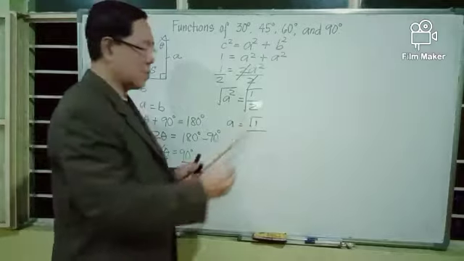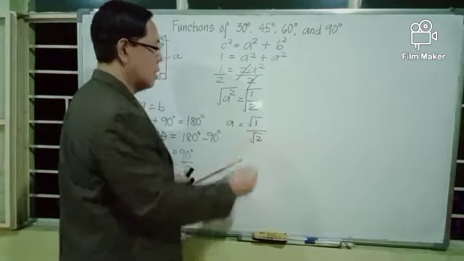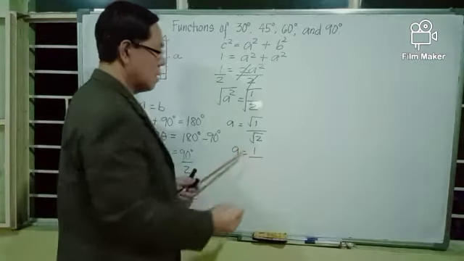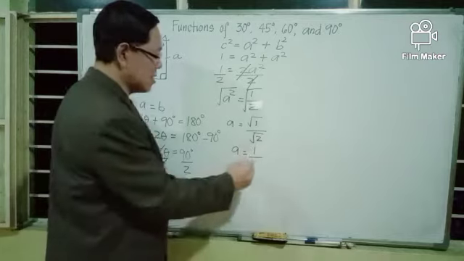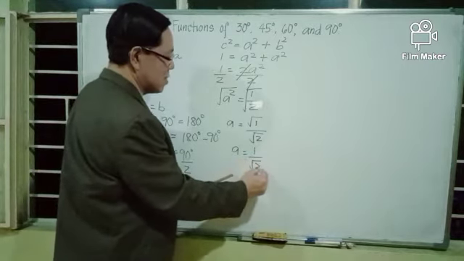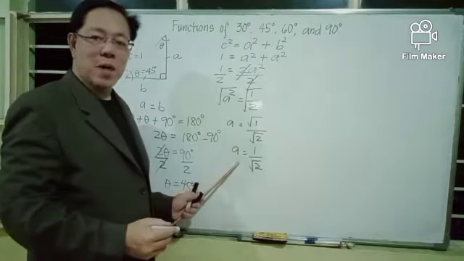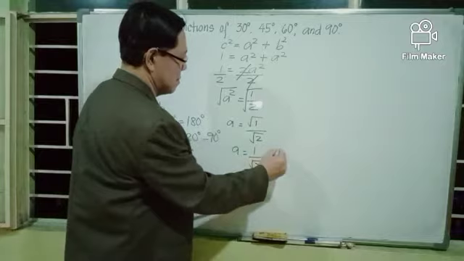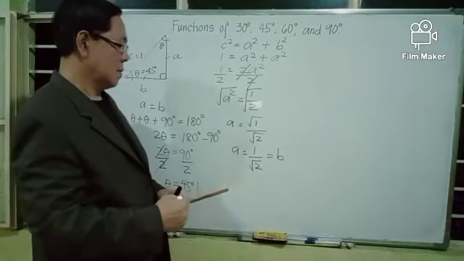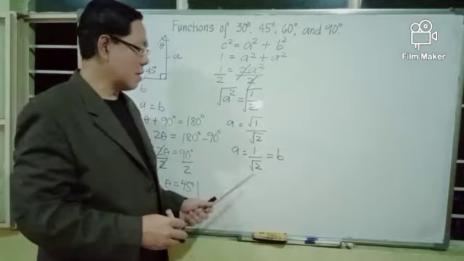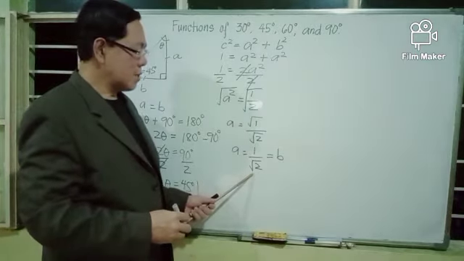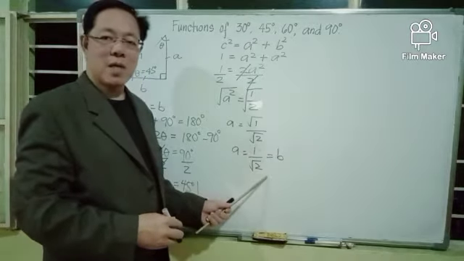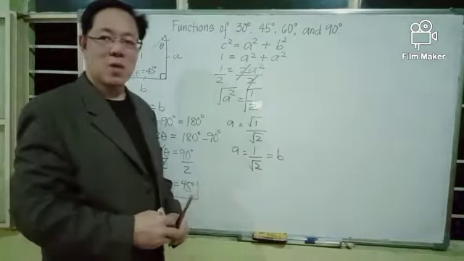The square root of 1 is 1, and the square root of 2 is not an integer, so we simply write the square root of 2. So this is the value of A, 1 over the square root of 2, and this is also the value of B. Or you can rationalize the denominator by multiplying the numerator and denominator by the square root of 2.